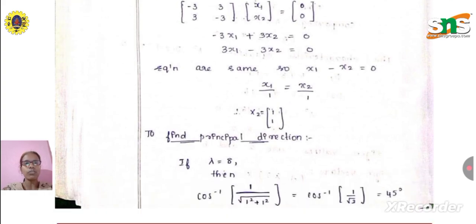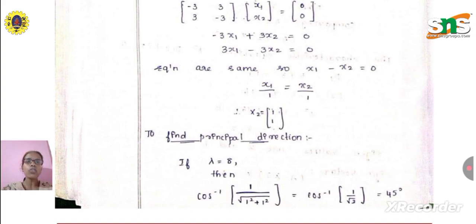The next thing is to replace lambda as 8. So we get the matrix in the form minus 3 3, 3 minus 3. We get the equation minus 3x1 plus 3x2 equal to 0, and 3x1 minus 3x2 equal to 0. From that we can say both are equal, because if you multiply the first by minus 1, we get the second equation, which means those two equations are the same.